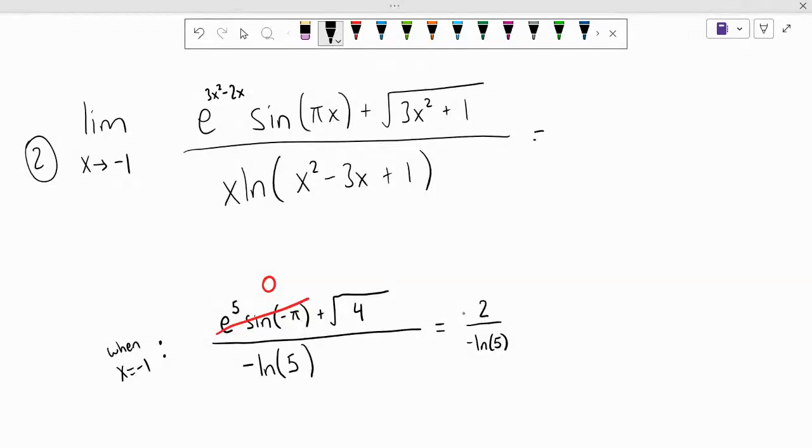So that leaves us with square root of 4, which is 2 over -ln 5. And natural log of 5 is some kind of decimal number. You could use a calculator if you wanted to, but in your calculus courses, you'll be able to leave an answer like this though. So just leave your answer as -2 over natural log of 5.